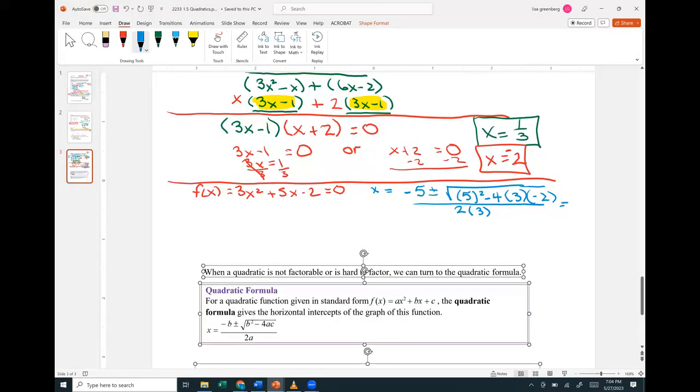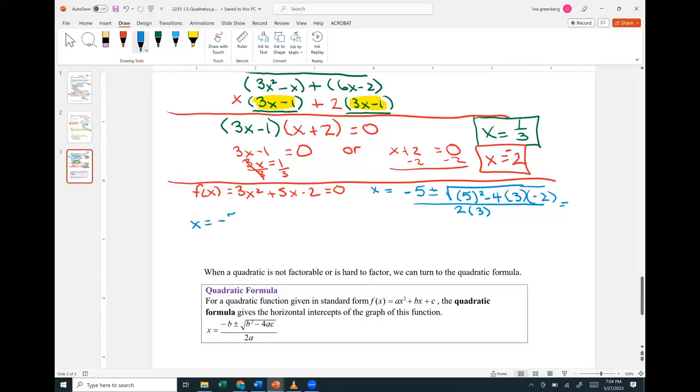Let's simplify so we get x equals -5 plus or minus the square root of 25. 4 times 3 is 12. 12 times 2 is 24. I have 2 negatives, so that would be plus 24, divided by 6. That equals -5 plus or minus the square root of 49 divided by 6, which equals -5 plus or minus 7 over 6.